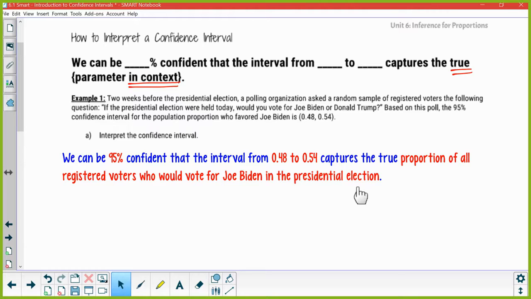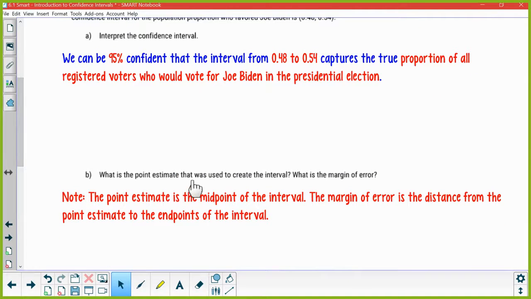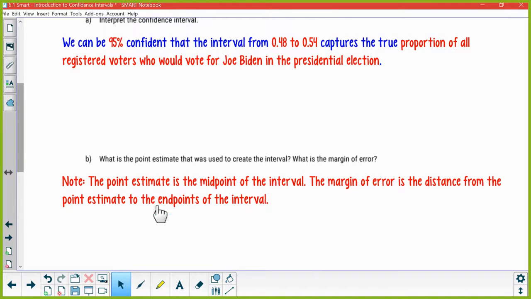This is a part of the confidence interval process. So once we have interpreted the confidence interval, what is the point estimate that was used to create the interval, and what is the margin of error? So one note that I have here is the point estimate is the midpoint of the interval. If you scroll back up, we had that picture where the point estimate was directly in the middle, the margin of error goes up, and the margin of error goes down. And it's the distance from that point estimate to the endpoints of the interval.